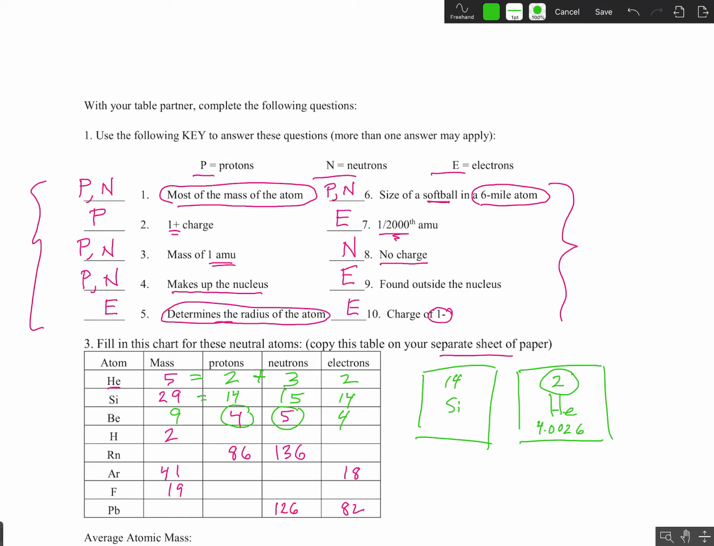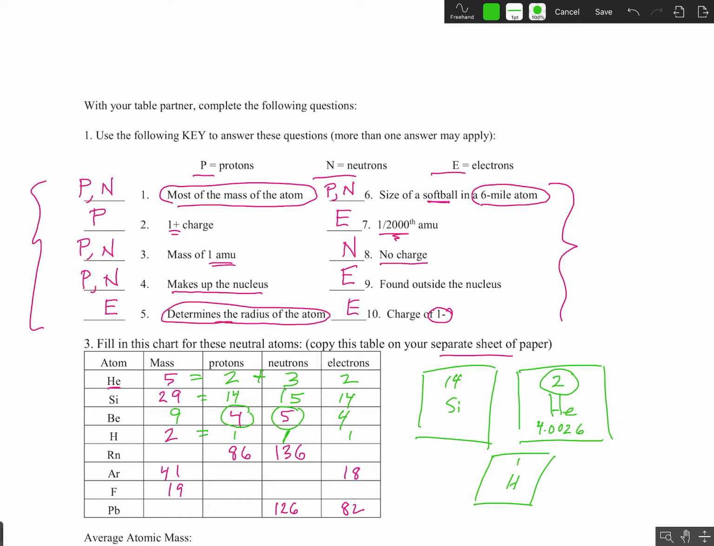Hydrogen, its mass number is 2, and if you look on your periodic table and find the element hydrogen, it has the atomic number 1, so it has 1 proton and 1 electron. The mass number is protons plus neutrons, so we must have 1 neutron there.